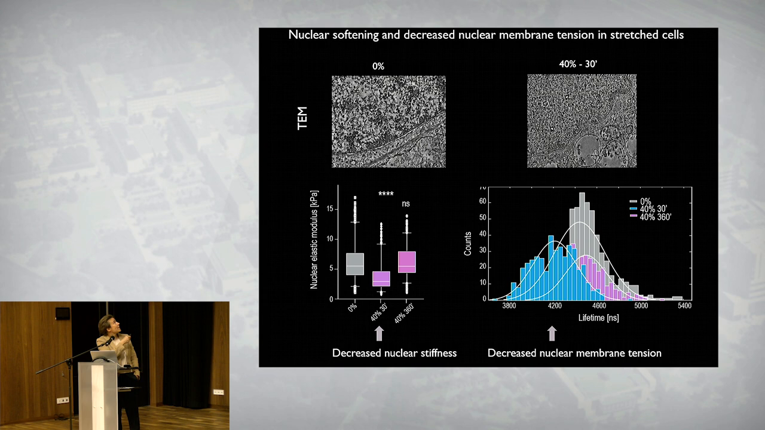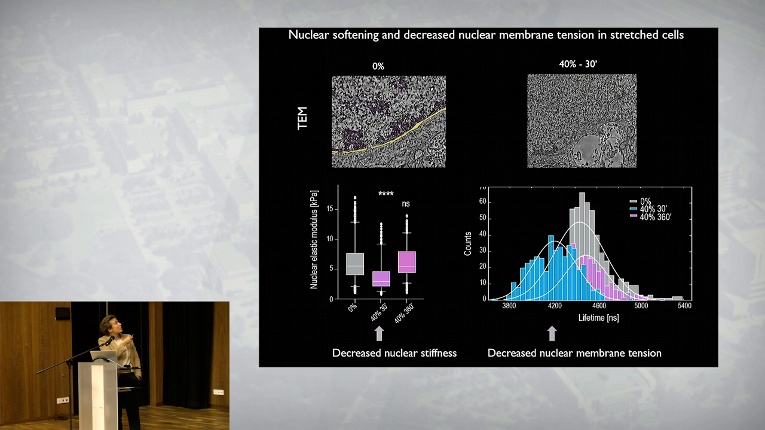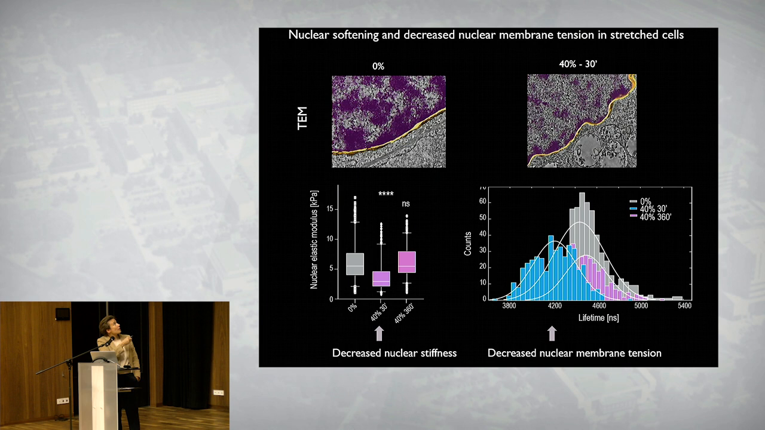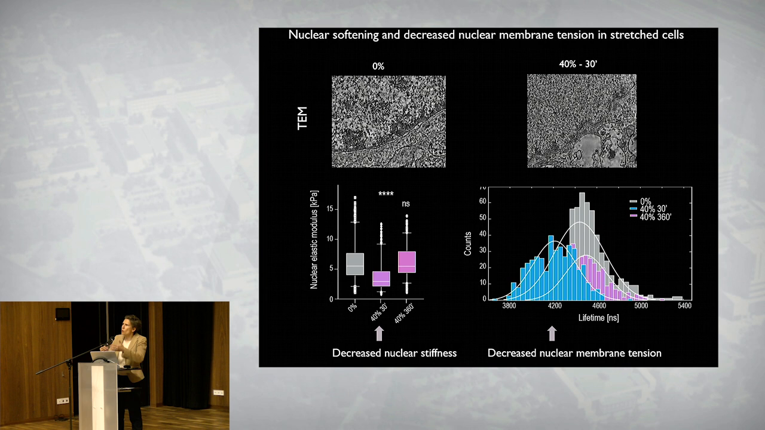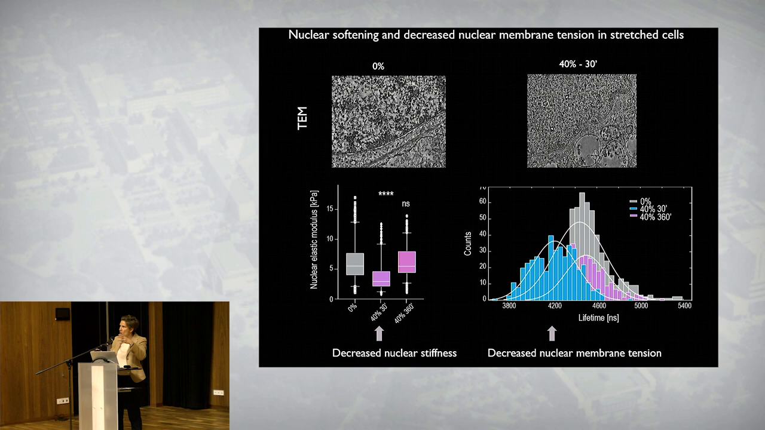And then strikingly, when we look at these 30-minute stretch cells, we can see that first of all, there's much less of this heterochromatin in the periphery, and we start seeing these undulations, like wrinkling of the nuclear lamina. So this made us think that we're changing the mechanical properties of the nucleus because we're detaching this stiff polymer from the lamina, and we also seem to somehow change the membrane tension.